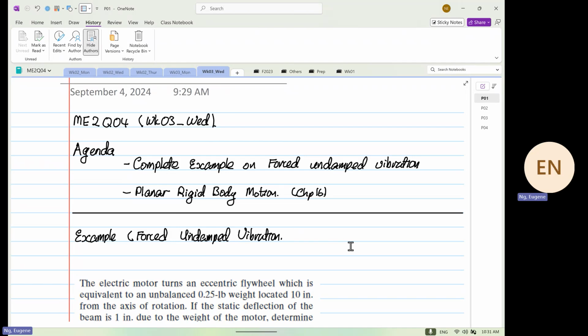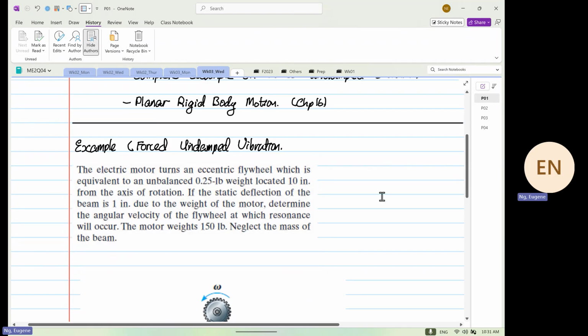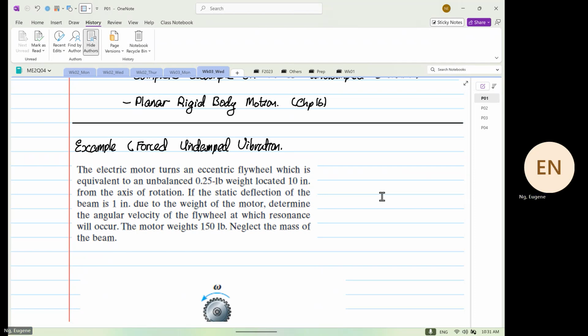I'm going to complete this problem. Let me go through this again. We have an electric motor turning an eccentric flywheel, which is equivalent to an unbalanced mass of 0.25 pounds weight located 10 inches from the axis of rotation. If the static deflection of the beam is 1 inch due to the weight of the motor, determine the angular velocity at which resonance will occur, and the motor weight is 150 pounds. Neglect the mass of the beam.